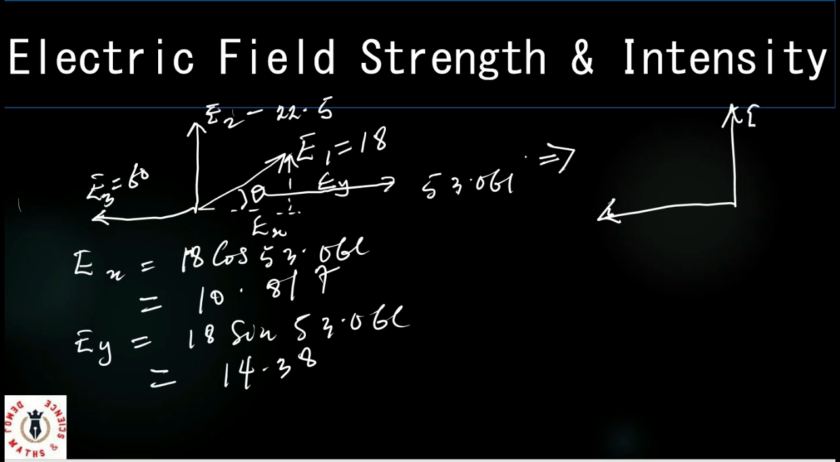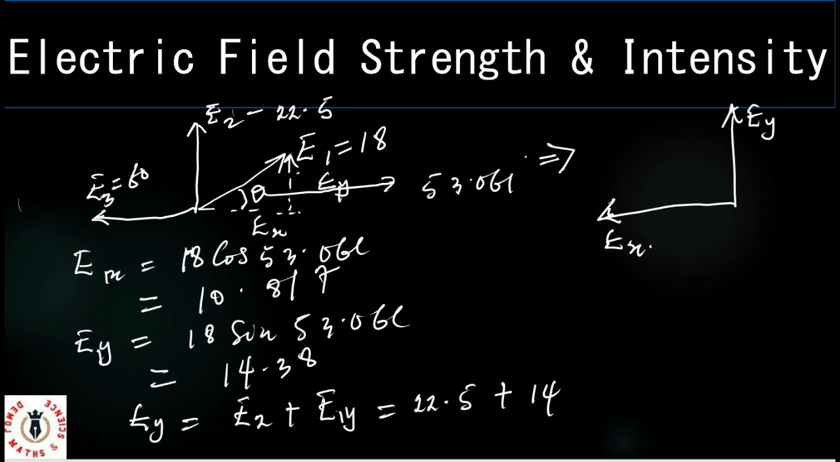Where we have a final EY and my final EX. So let's call this E1 of X. My final EY will be the same thing since E1Y here is in the same direction with E2, so it will be E2 plus E1Y, which equals 22.5 plus 14.38. That's the same thing as 36.88 newton per coulomb.